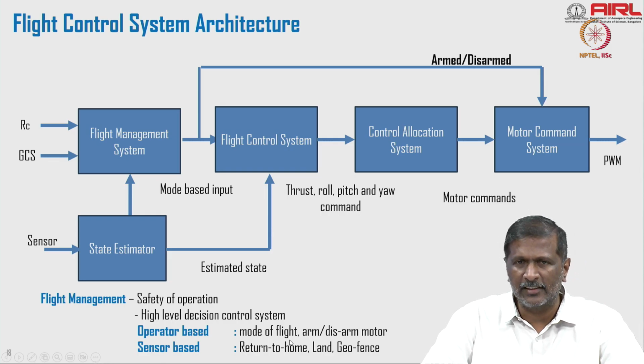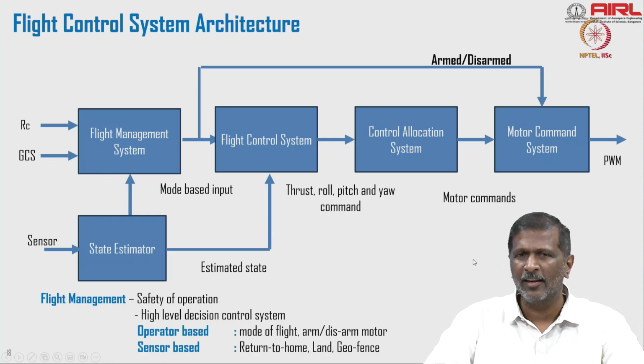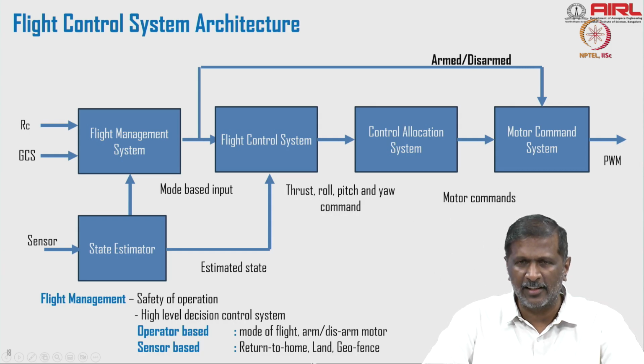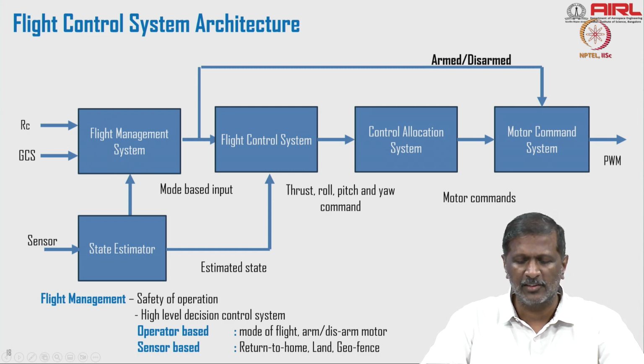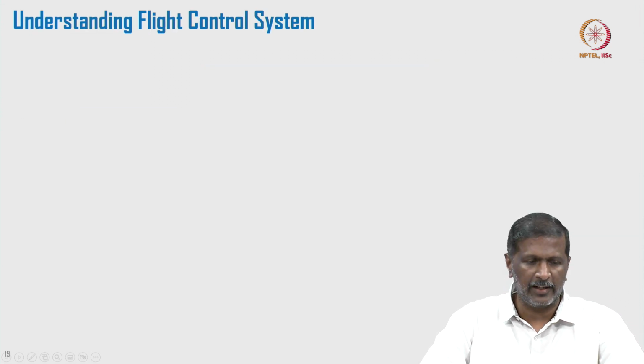Suddenly I lost signal, I want to return to home, or I cross the geofence, then I have to take action based on that, or I'm just seeing something that I want to land, loss of communication, I want to land wherever I am. So all these decisions will take place in the flight management system, right?